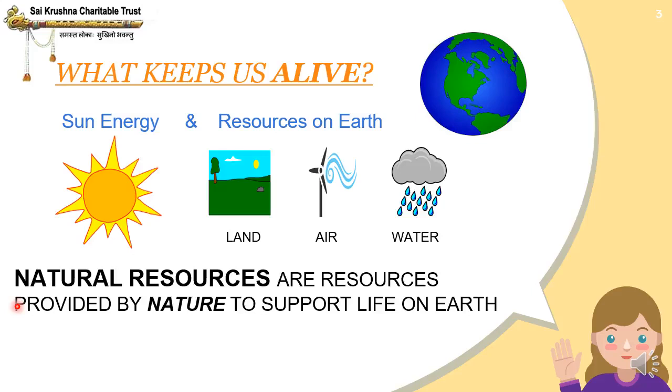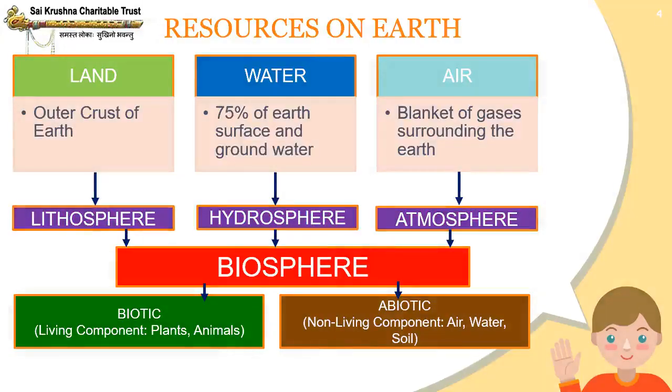So, I can't breathe without air. I need water to quench my thirst. My house stands on land. So as you see, land, air and water are all nature's gifts to man. The three most important resources provided by Earth are land, water and air, right?